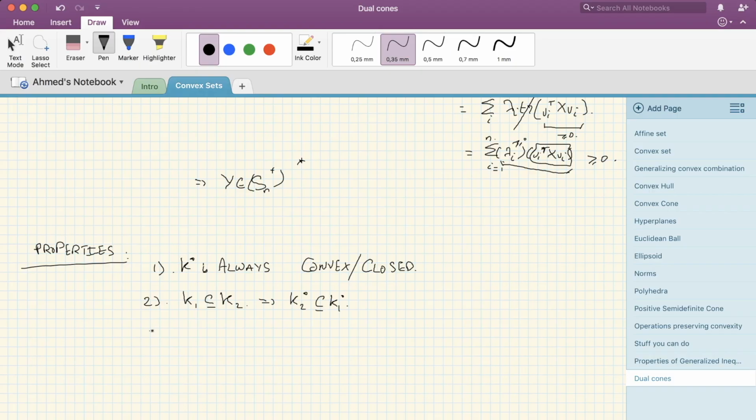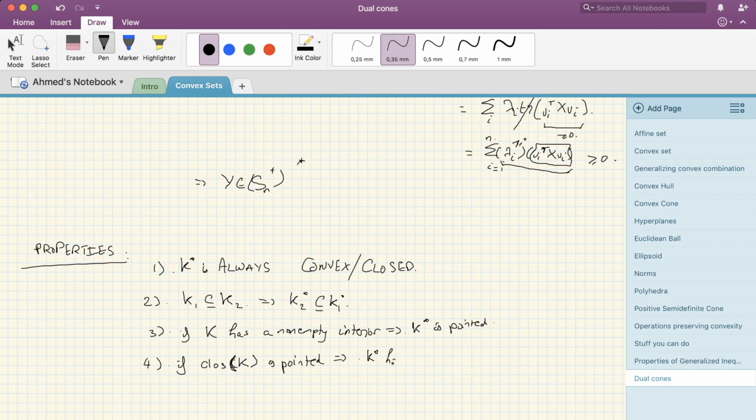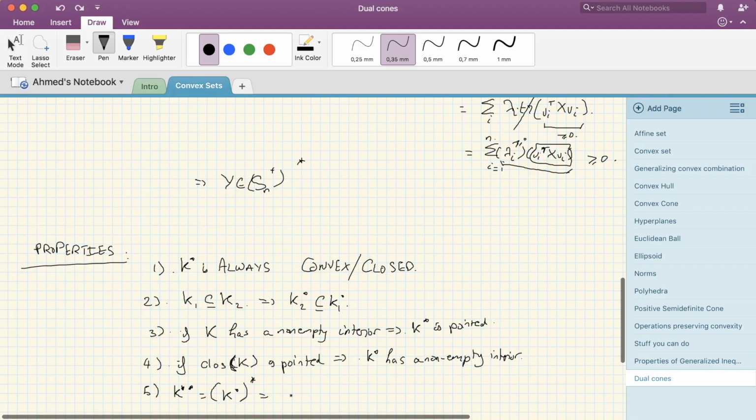And 3, if the cone K has a non-empty interior, then guess what? K star is pointed. If the closure of K is pointed, then K star has a non-empty interior. And last but not least, the dual of the dual is not necessarily K, it is the closure of K, or even more, the closure of the convex hull of K.